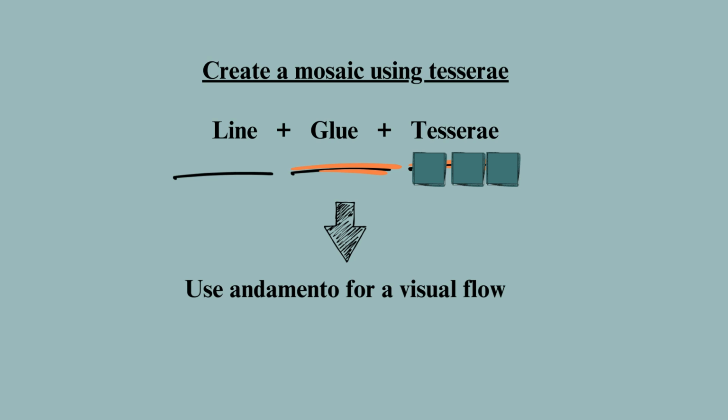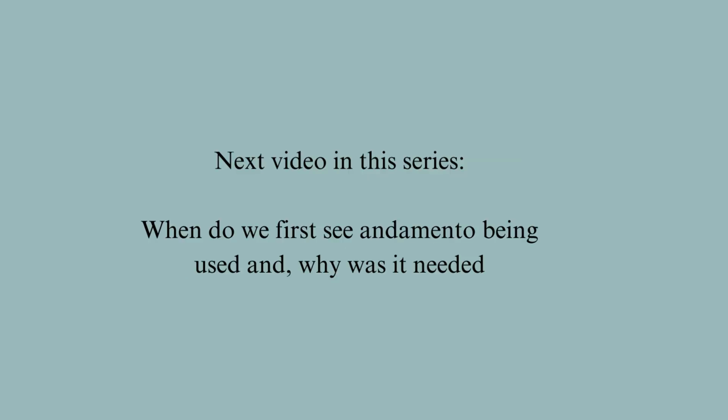You've got your basic technique, which you do. You draw a line, you put your glue on the line, you put your tesserae on the glue, and then you're going to be looking at using Andamento for a specific visual flow. Next video in the series is when do we first see Andamento being used and why was it needed?